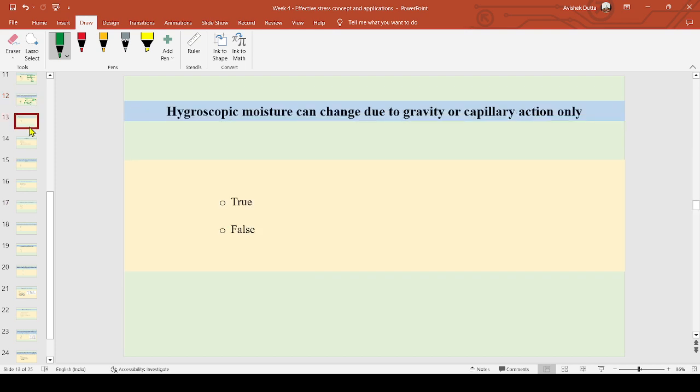The true false statement. Hygroscopic moisture can change due to gravity or capillary action only. Hygroscopic moisture is moisture that is adsorbed on the surface of the soil and cannot change due to gravity or capillary action. So this is false. Okay. Next question.